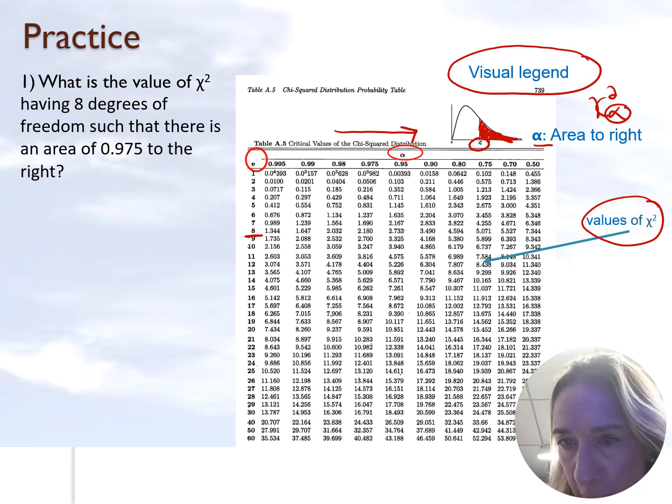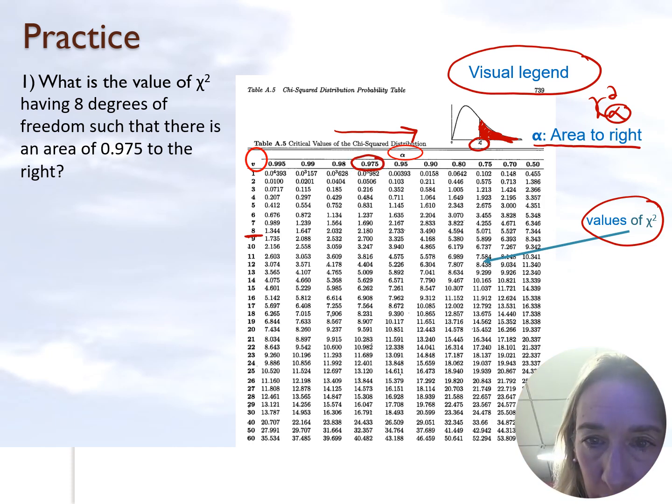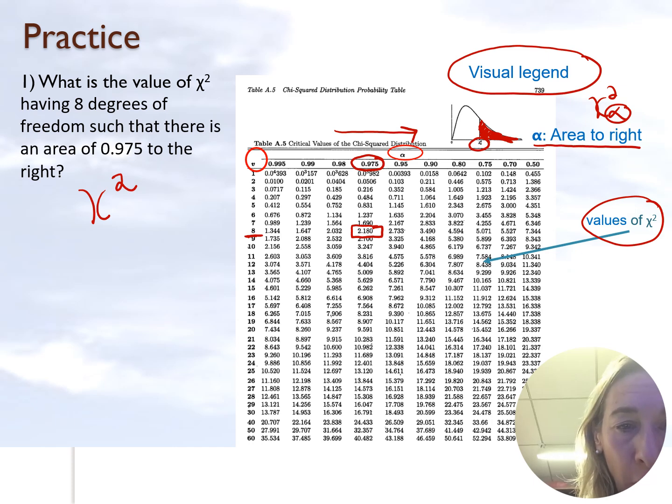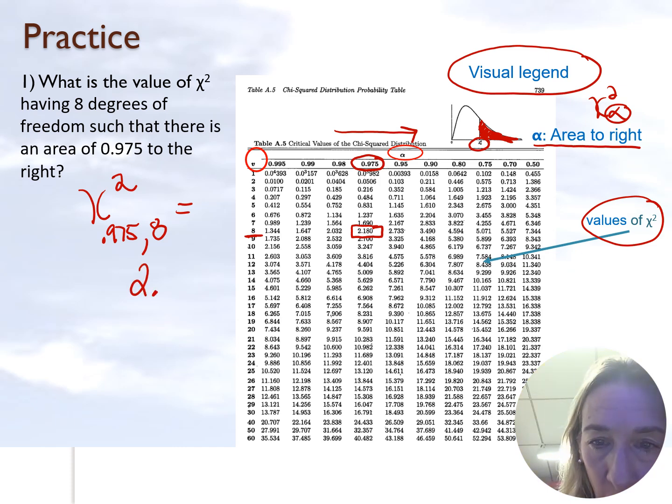Alpha, what is the convention? Alpha is area to the right. So very simply, we find that alpha value right there. And we are going to then simply read off the critical value of chi-square that's at the intersection of those two points. So chi-square 0.975 for 8 degrees of freedom is 2.180. Sits right there at that intersection.